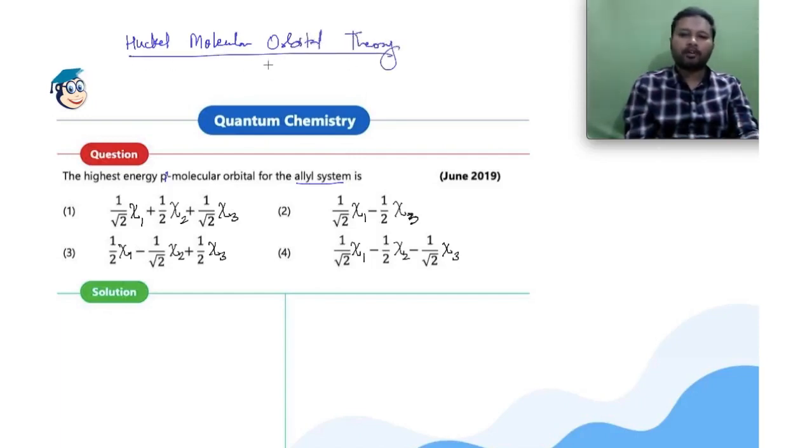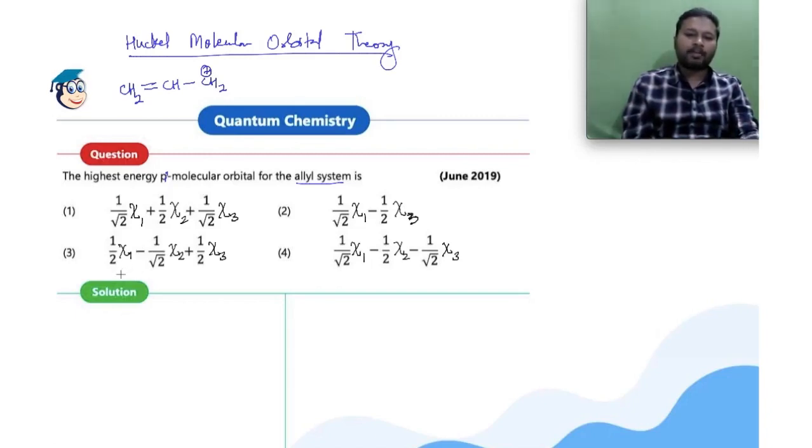Now in Huckel molecular orbital theory, they are talking about the allylic system. What is an allylic system? It can be either a carbocation, a carbanion, or a free radical. So this is the allylic system. I'm just taking a carbocation for now, an allylic carbocation, and we can do questions based on it by taking this as an example.